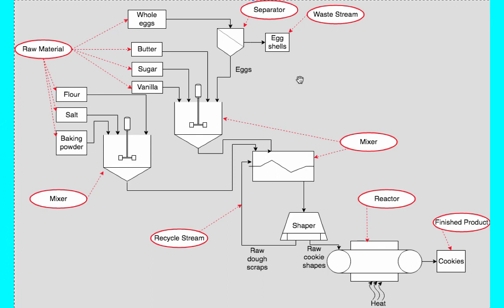Also shown on the process flow diagram are any raw materials coming in. Those are our ingredients that we are using to make our product. Our finished product, of course, which is our cookies. Anything that is recycled within the process or comes back and is processed again through the process. Or any waste streams, anything coming out that we don't use and that we need to either dispose of or find another use for. So that's a basic process flow diagram.